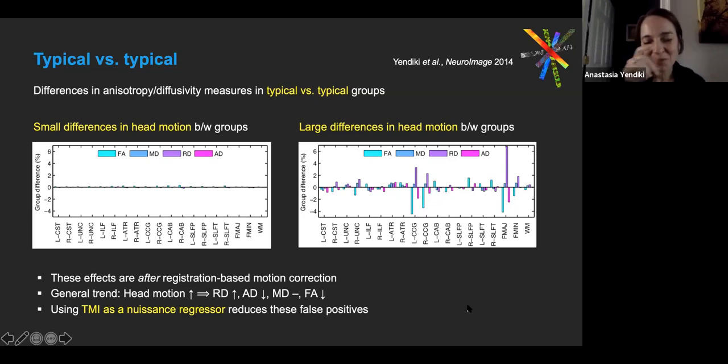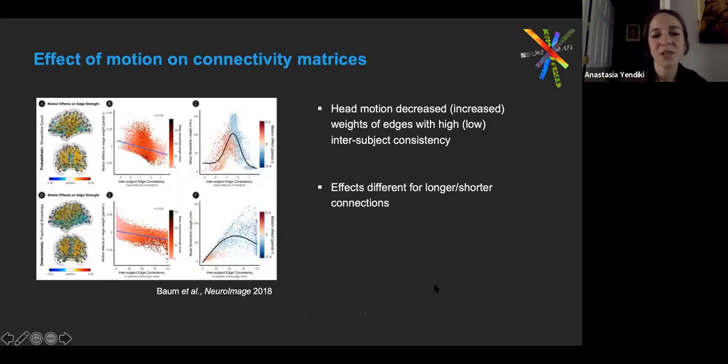Okay, so far I've been talking about ways in which the data quality can mess up our results. Oh, and I should say, I forgot to mention that this study focused on FA, mean, radial, axial diffusivity, like track-based diffusion measures, but other groups have also looked at the effects of head motion in connectivity matrices. For example, this paper of Baum et al. in Neuroimage looked at the weights of edges in whole brain graph theory analysis, and showed that there's a big effect there too.